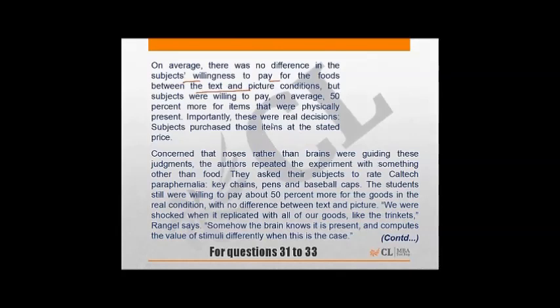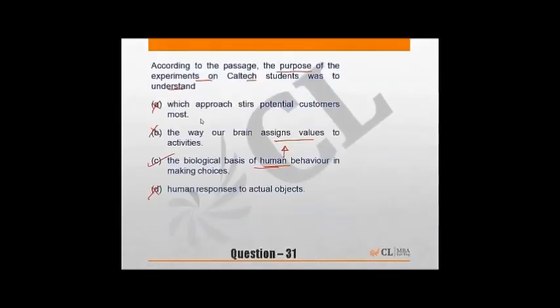But the willingness to pay was on an average 50% more for items that were physically present. Importantly, these were real decisions. So where a real decision has to be made, that is the place where you will be willing to pay more, or there's a greater likelihood of you buying it. Subjects purchased those items at the stated price. So the key thing here is that they paid more for items that were physically present, and these were real decisions. So let's go to the choices now.